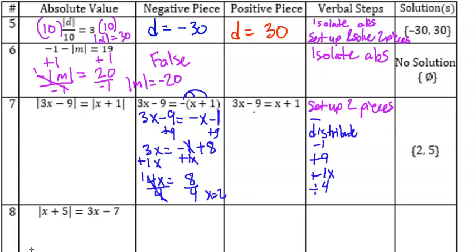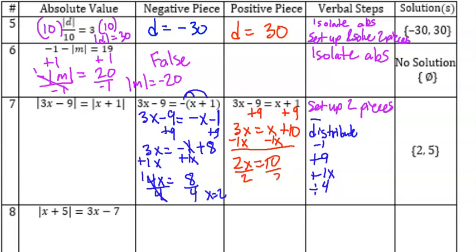And then let's solve for x on the positive side. Add 9 to each side. We have 3x equals 1x plus 10. Subtract 1x from each side. 2x equals 10. Divide each side by 2. X equals 5.